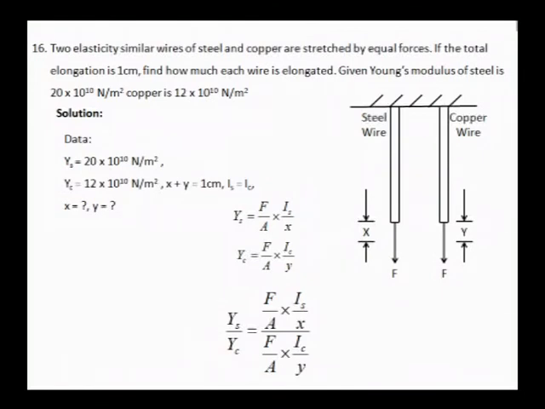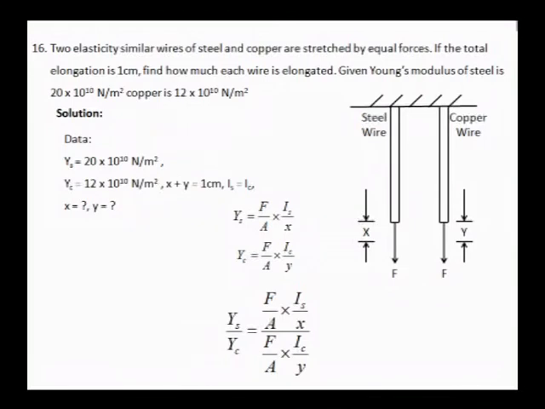Next problem: two elastically similar wires of steel and copper are stretched by equal forces. If the total elongation is 1 centimeter, find how much each wire is elongated. Given Young's modulus of steel is 20 into 10 to the power of 10 Newton per meter square and that of copper is 12 into 10 to the power of 10 Newton per meter square.